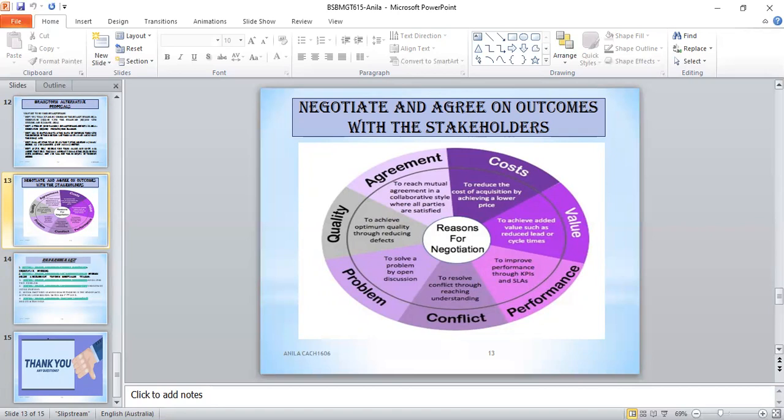Performance, to improve performance through KPIs and SLAs. Conflict, to resolve conflict through reaching understanding. Problem, to solve a problem by open discussion. Quality, to achieve optimum quality through reducing defects. Agreement, to reach mutual agreement in a collaborative style where all parties are satisfied.